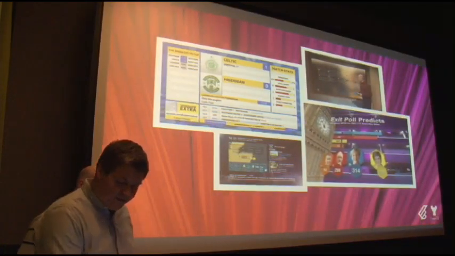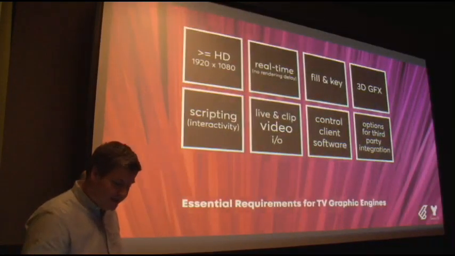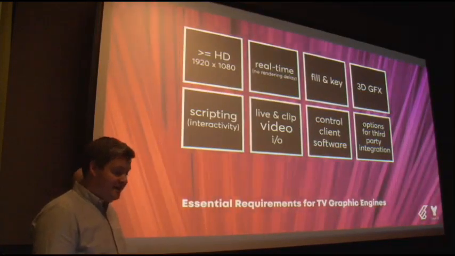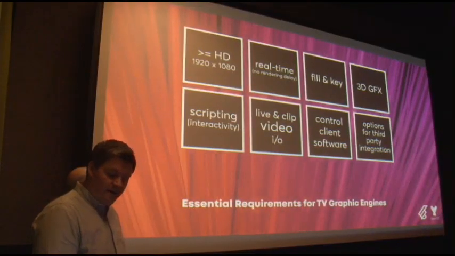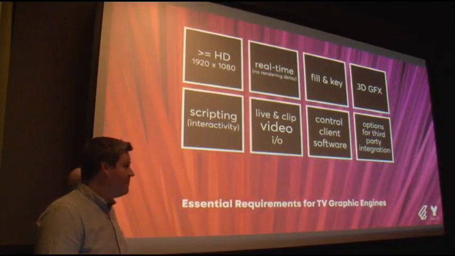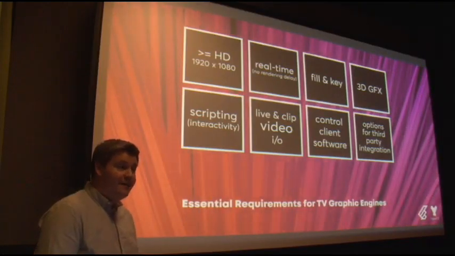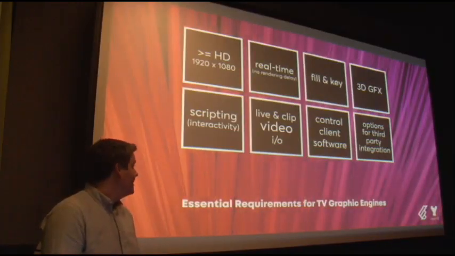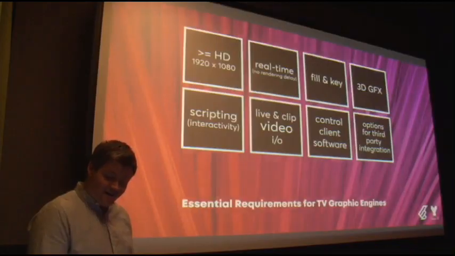But these are kind of additional features of TV graphics. The fundamental parts of TV graphics are these. You've got to have at least HD. Most people have got HD tellies now, so you want the graphics to be broadcasting that standard. They've got to be real time. That's because there can't be any rendering delay. If a director's shouting at you down talkback, tell me that graphic, show me that graphic, it needs to happen right there and then, or they'll be stressed out and they'll shout at you.